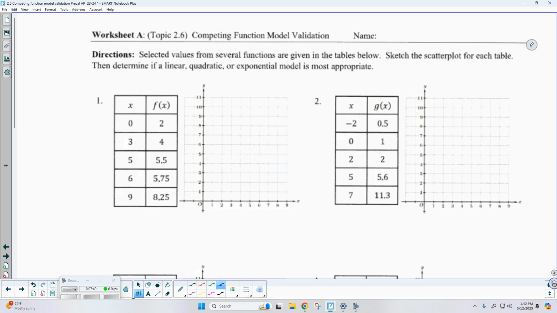So -2, 1/2 would be right here. Then we have 0, 1. Then we have 2, 2. Okay, then we have 5, 5.6. Okay, so let's say right about there. I need to change my screen. And then 7, 11.3, maybe right about here. All right, so let's say it looks like that. Well, what are we thinking?